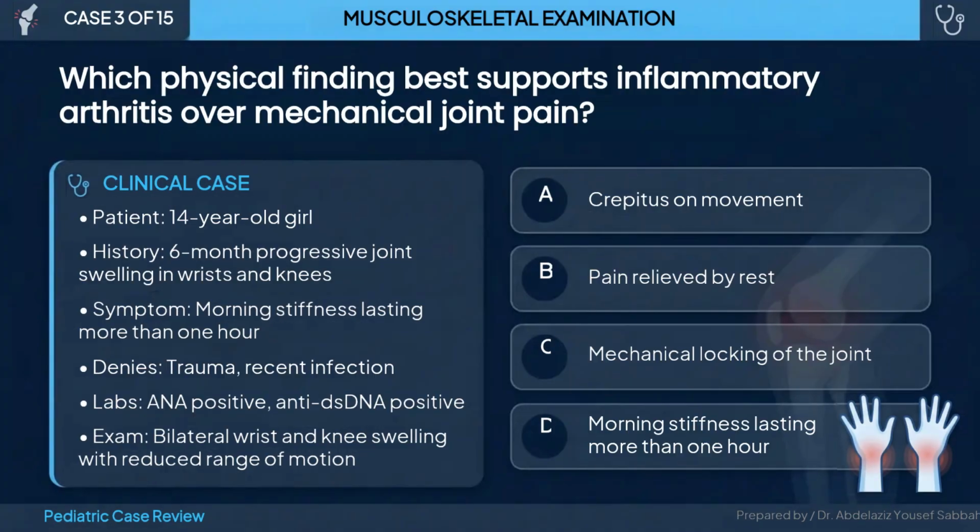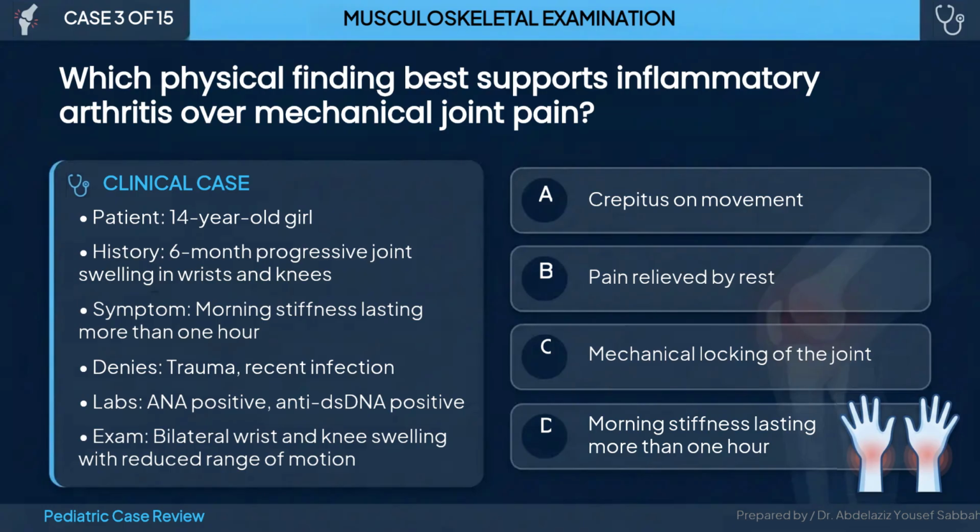Case 3. A 14-year-old girl has a 6-month history of progressive joint swelling in the wrists and knees. She reports morning stiffness lasting more than 1 hour. She denies trauma or recent infection. Labs show antinuclear antibody positive and anti-double-stranded deoxyribonucleic acid positive. Examination reveals bilateral wrist and knee swelling with reduced range of motion. Which physical finding best supports inflammatory arthritis over mechanical joint pain?